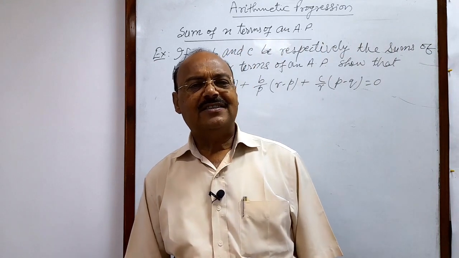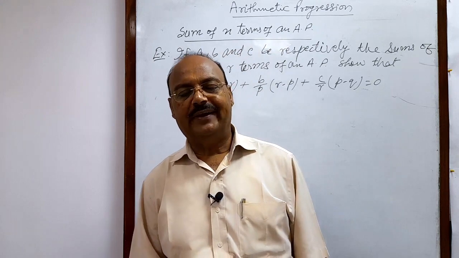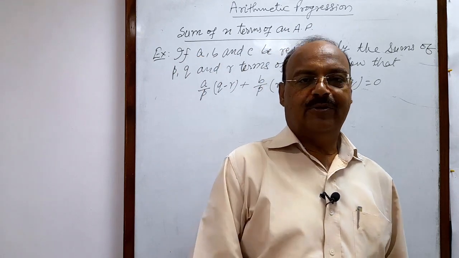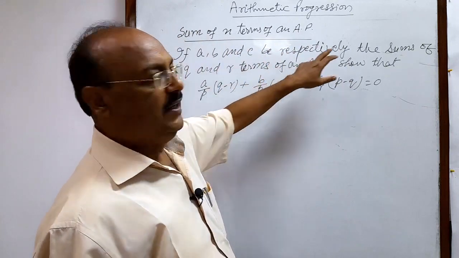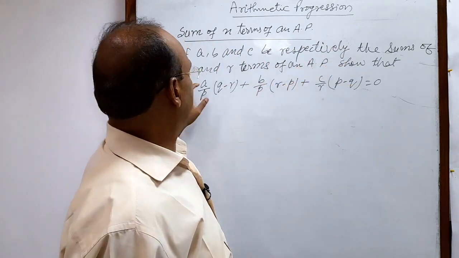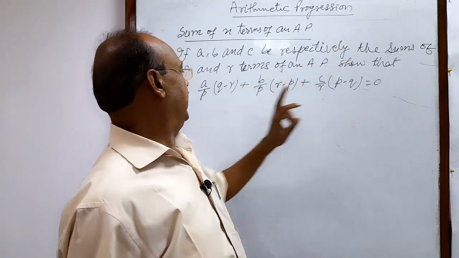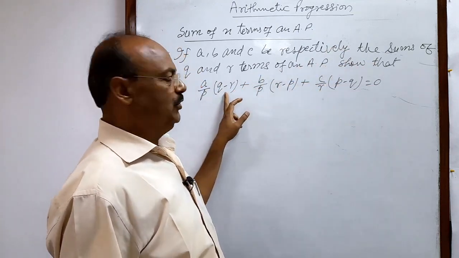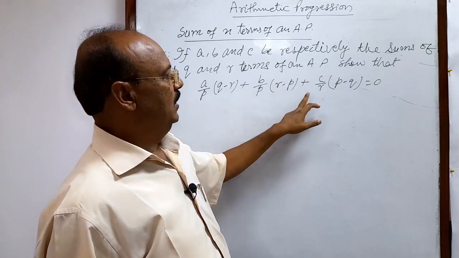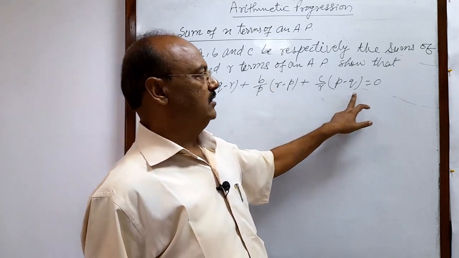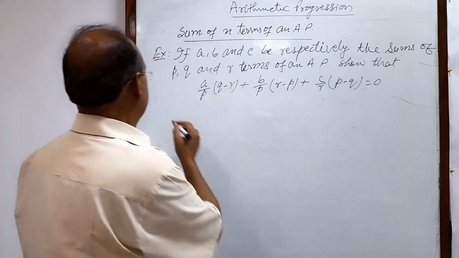Welcome students, let us see a very important question from the topic sum of n terms of an arithmetic progression. Here the question is: if A, B and C be respectively the sums of P, Q and R terms of an AP, then show that A upon P into (Q minus R) plus B upon Q into (R minus P) plus C upon R into (P minus Q) is equal to 0. Okay, so let us see the solution now.